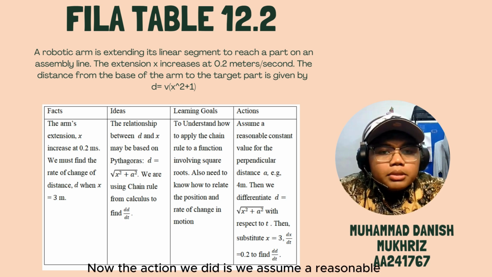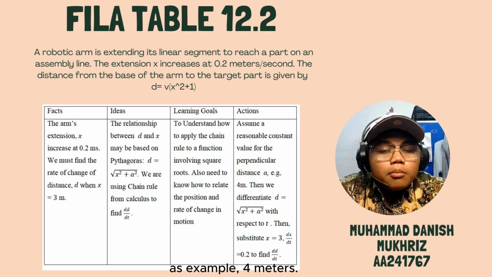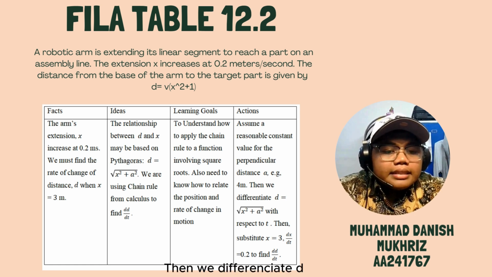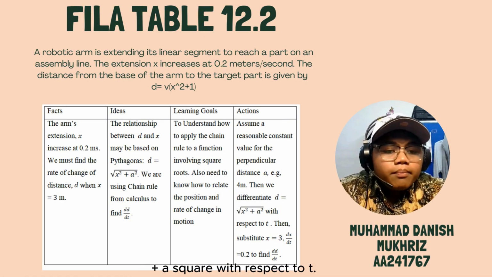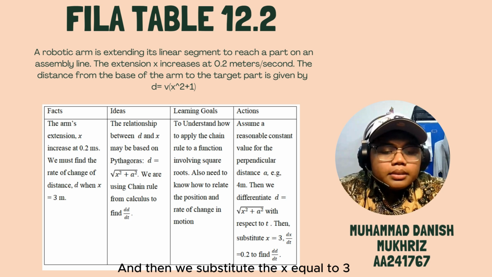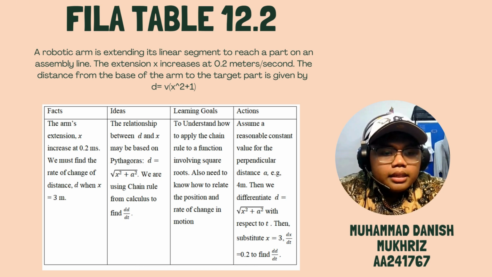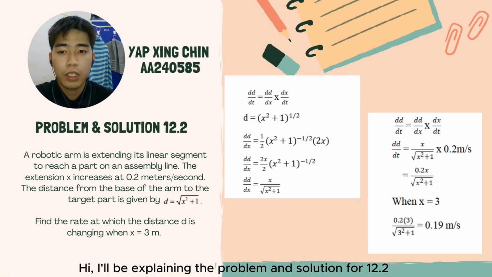The actions we took: we assume a reasonable constant value for the perpendicular distance, for example 4 meters. Then we differentiate d, which is equal to the square root of x squared plus a squared, with respect to t. And then we substitute x equals 3 and dx over dt equals 0.2 to find dd over dt. I'll be explaining the problem and solution for 12.2.